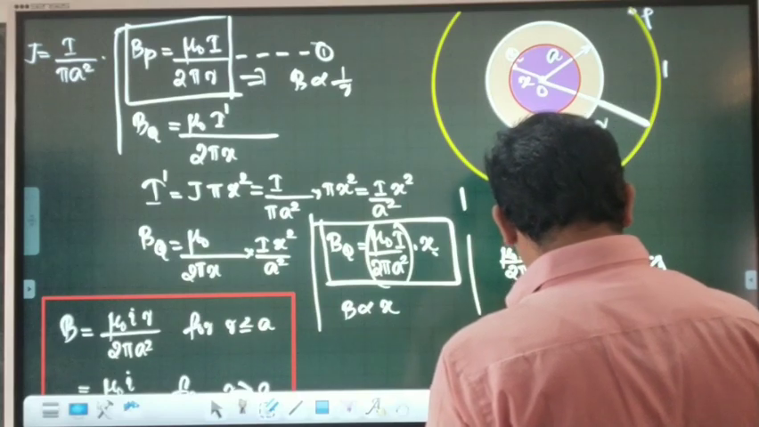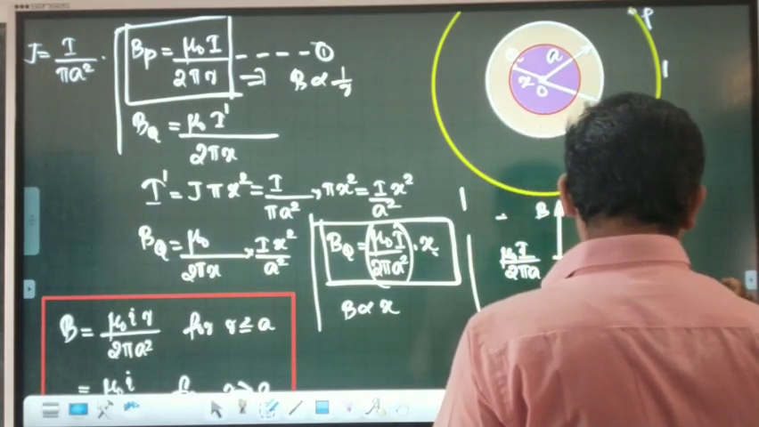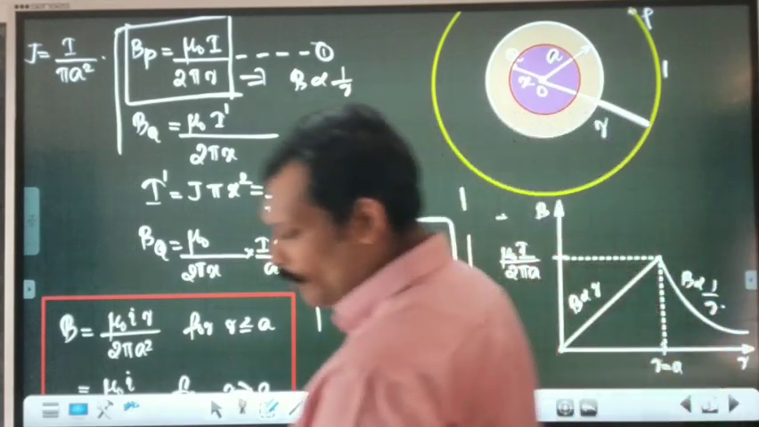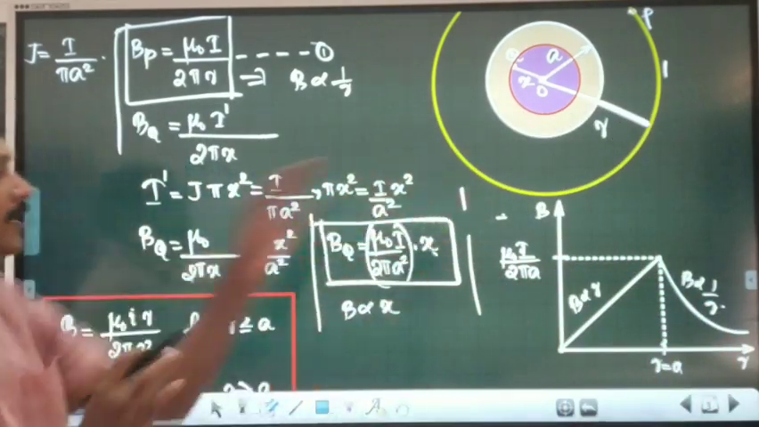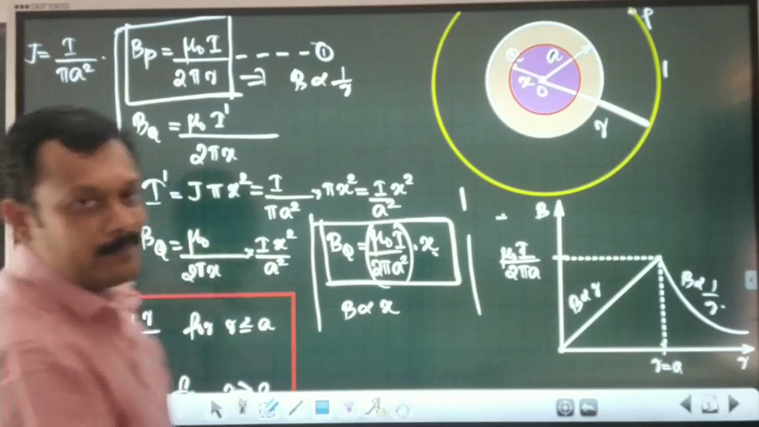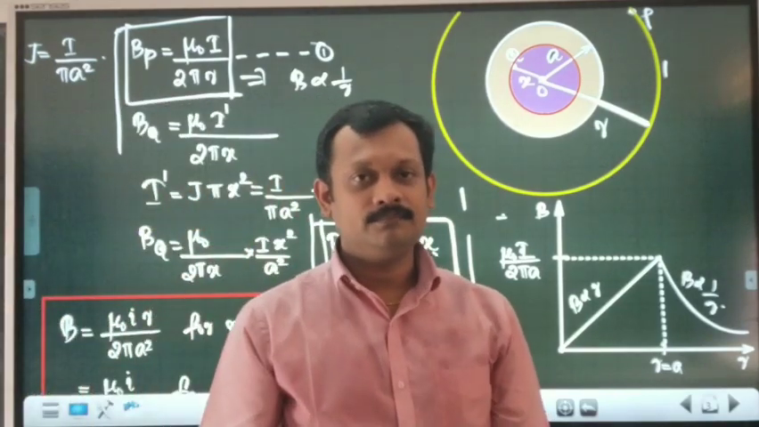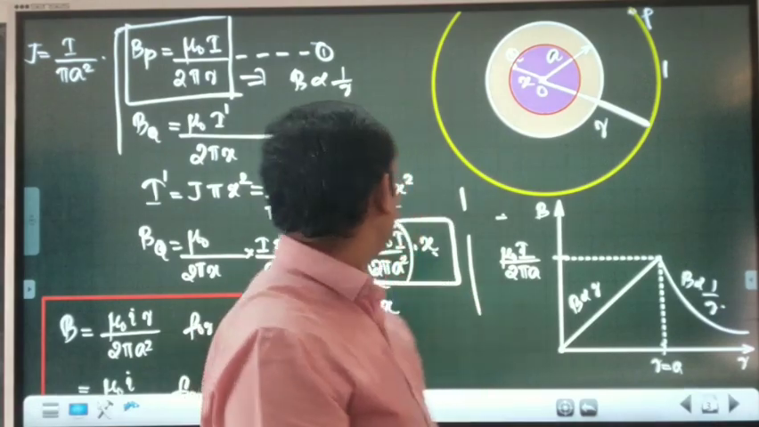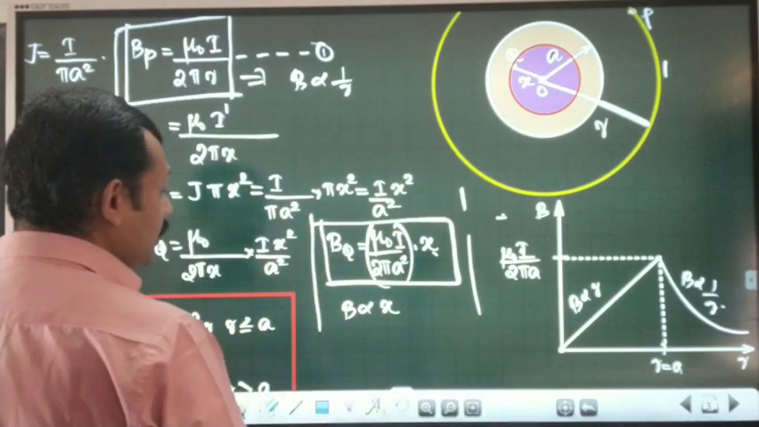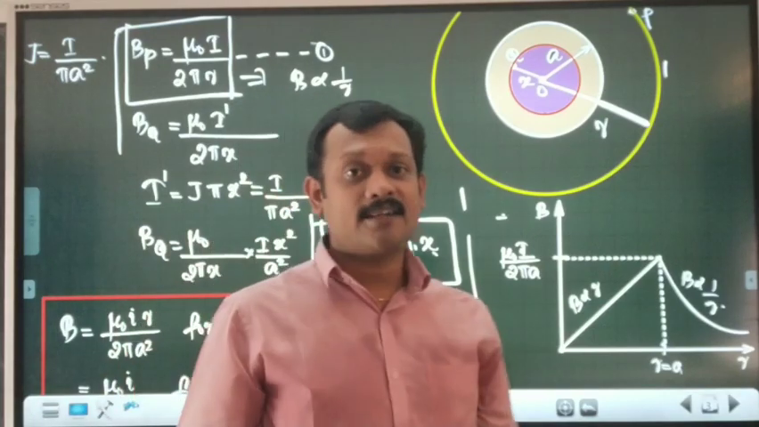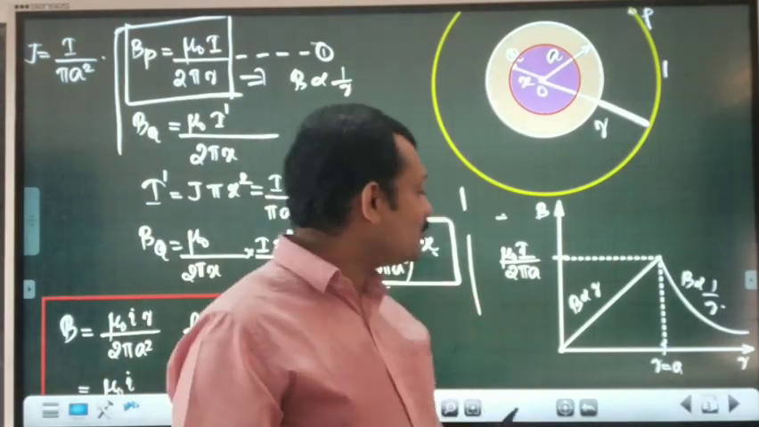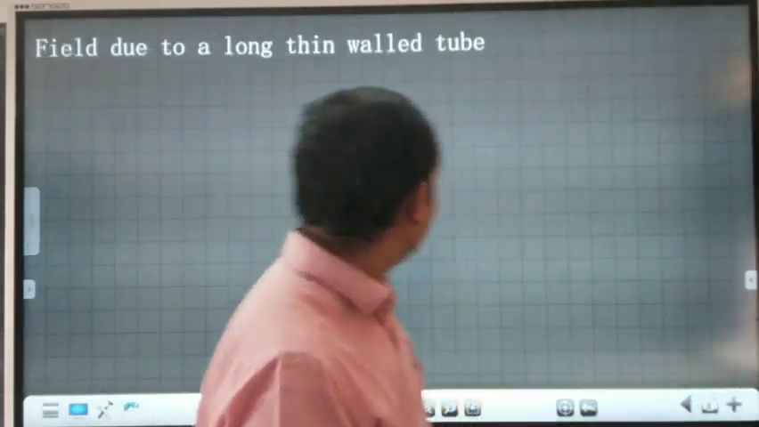Here B is directly proportional to R. Here B is inversely proportional to R. This is the answer: the magnetic field of a long thick conductor having uniform current density. Yes, now we will go to another situation.